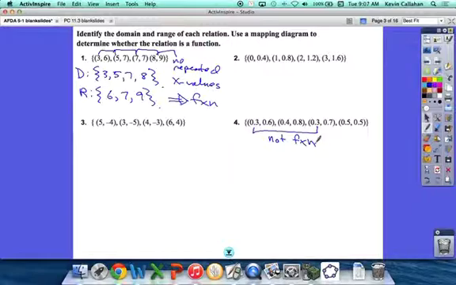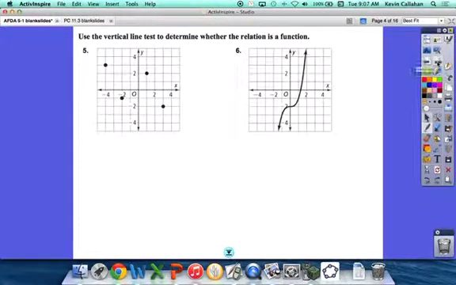Again, at the very least, you should be writing down the domain and the range in order, no repeats. Say whether it's a function or not. Good? Use a vertical line test to say whether or not a graph is a function.